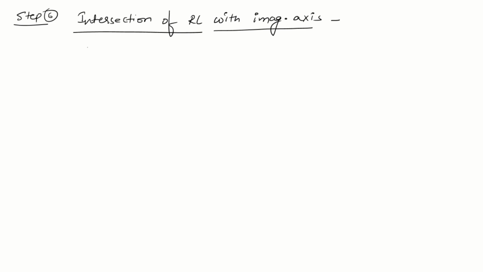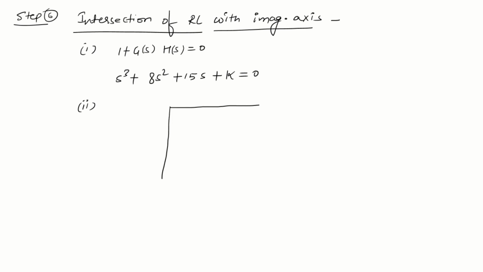The first step is to calculate the characteristic equation 1 plus gs hs equals to 0. See, we already determined this value. This value comes out to be s cube plus 8s square plus 15s plus k equals to 0. Now in the second step, we need to construct the Routh array. So we already discussed how to construct the Routh array in our previous lectures. So this will start with the highest power of s, which is s cube, s square, s to power 1, s to power 0. And the first row coefficient will be 1.